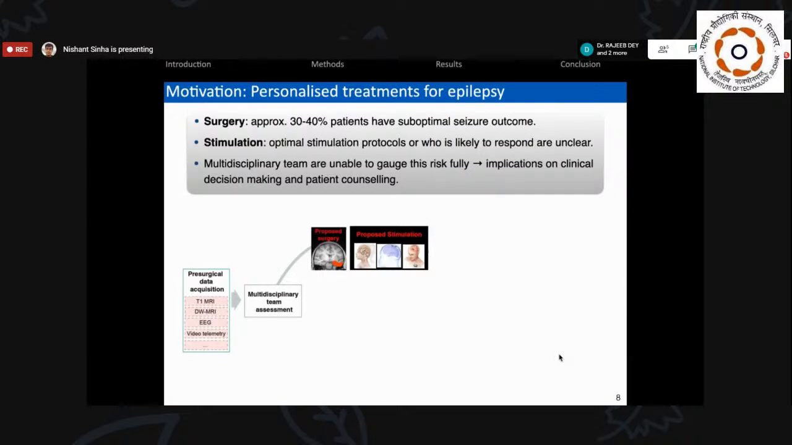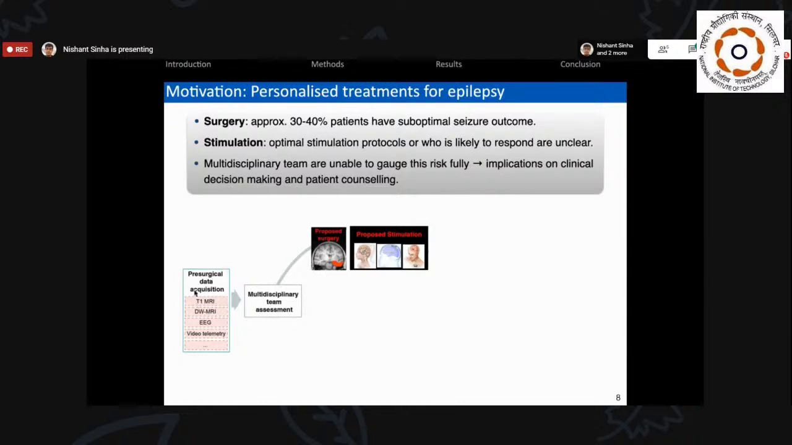The main motivation for this work was the challenge that surgery would not work well for 30 to 40% of the patients, and they will continue to have suboptimal seizure outcomes. And in the case of stimulation, the optimal stimulation protocol, or who is likely to respond, is unclear. The multidisciplinary team, which typically looks at all the different data collected before the surgery, is not able to gauge this risk fully. Therefore, that has implications on clinical decision-making as well as counseling the patients about what they should expect from their treatment.